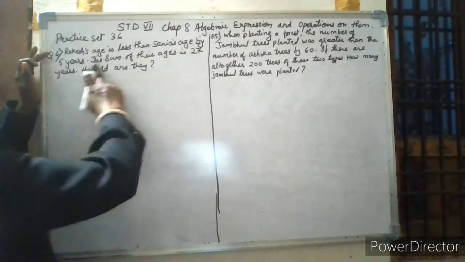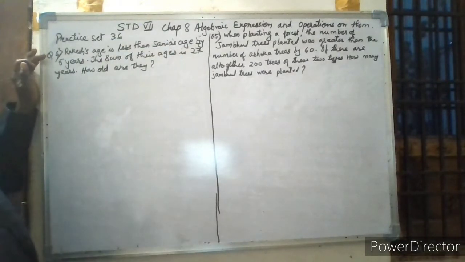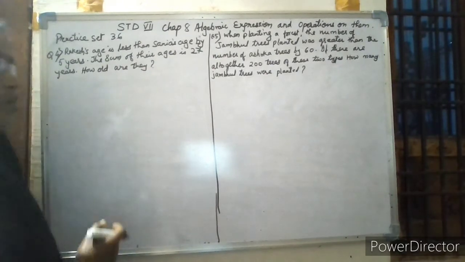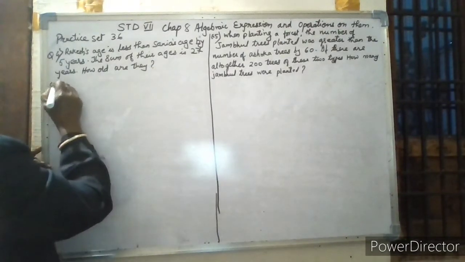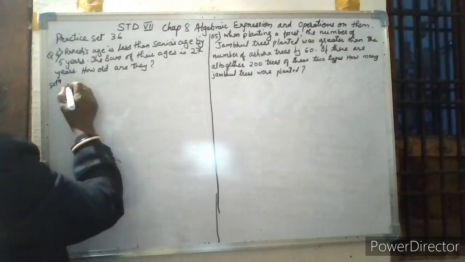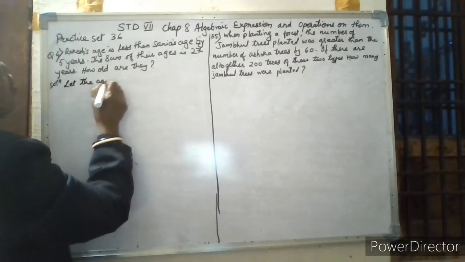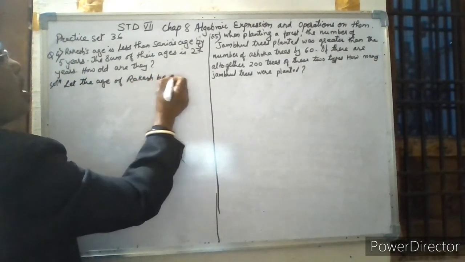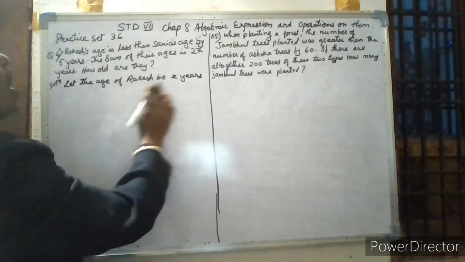The sum of their ages. The sum of the ages of Rakesh and Sania is 27 years. How old are they? We have to find this out. So here, we will take any one of the ages as a variable. So, let us take, let the age of Rakesh be X years. Now, Rakesh is younger and Sania is elder by how much?